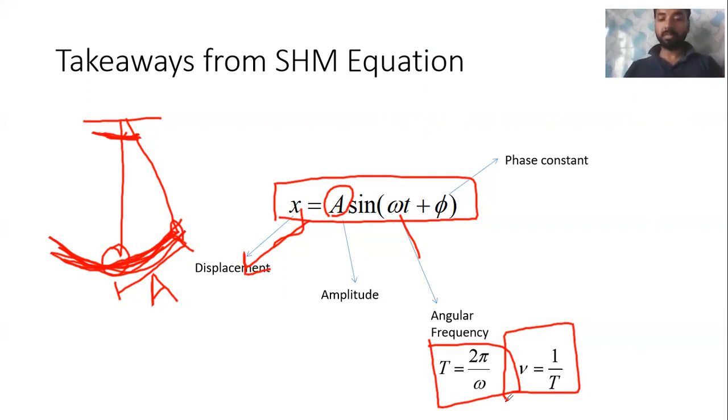Now this phi is your phase constant. It will tell you at which position the particle executing SHM is at.